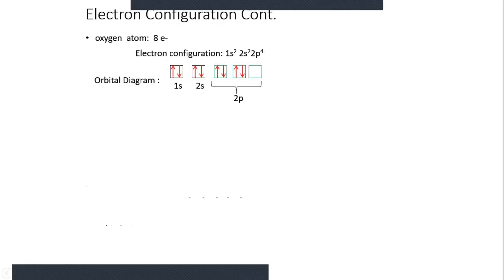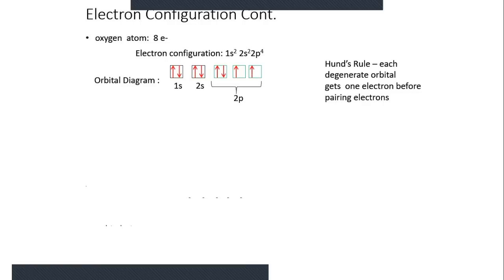But we have to introduce another rule, and this is called Hund's rule. Hund's rule states that each degenerate orbital gets one electron before pairing up. So the correct way to draw the orbital diagram of oxygen would be to put one electron in each orbital, and then you go back and pair them up, so that this doesn't violate Hund's rule.